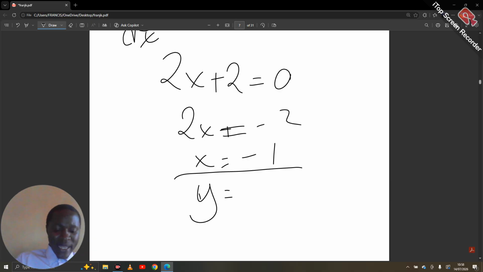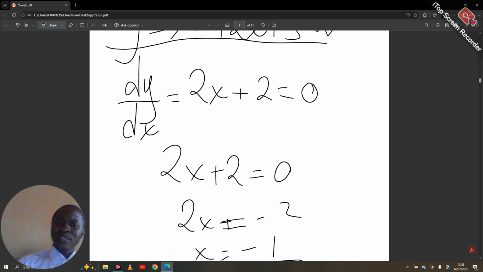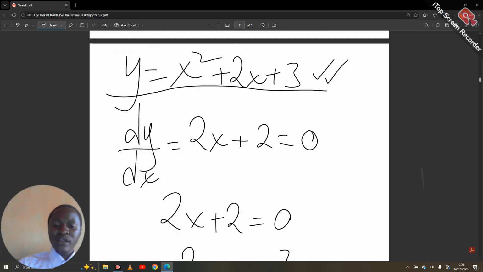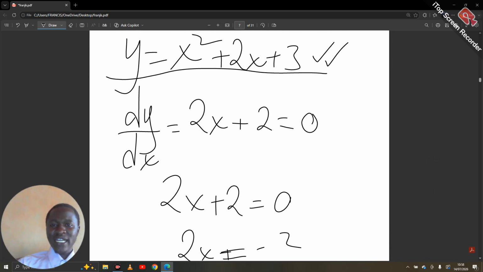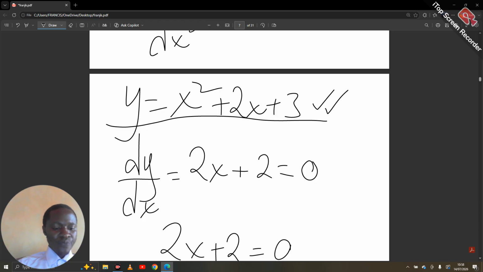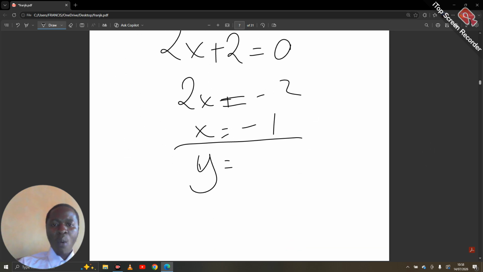So how will I get my y? Just substitute. Remember to always have your calculator with you. Upon substituting, remember our x is negative 1. So we shall have negative 1 in brackets squared plus 2 into negative 1 plus 3. So our y will be 2 upon substituting.